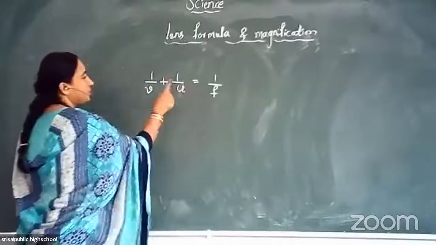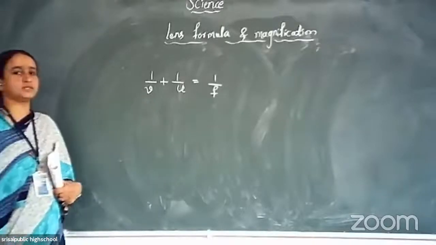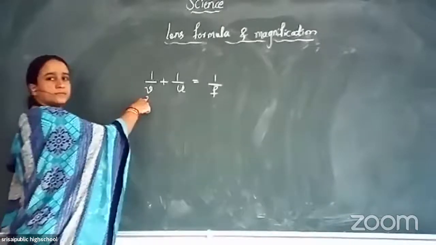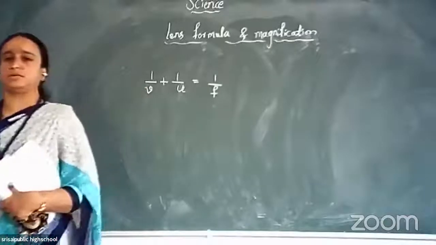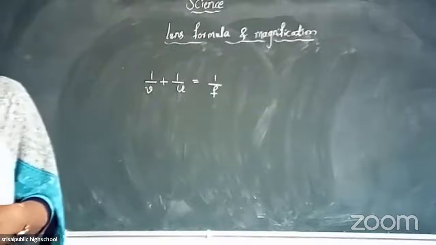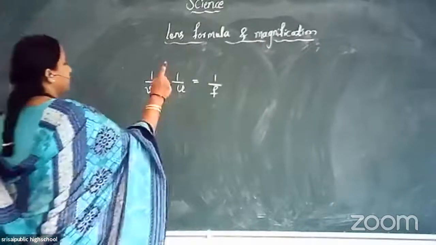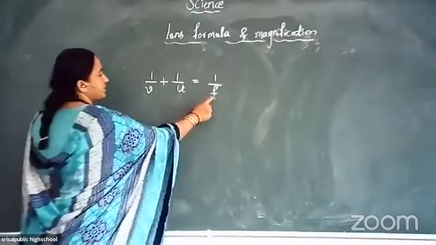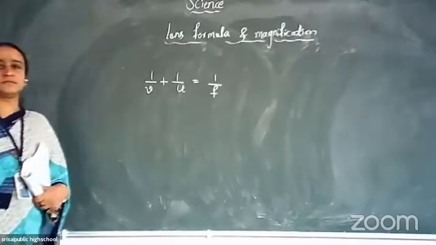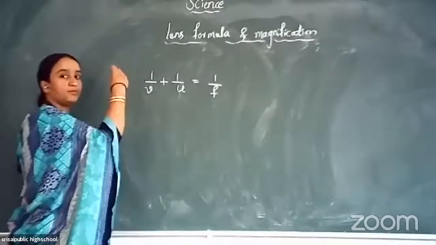upon F. V is considered as which distance? Image distance. V represents image distance. What about U then? U represents object distance. F represents focal length. So this was the mirror formula.